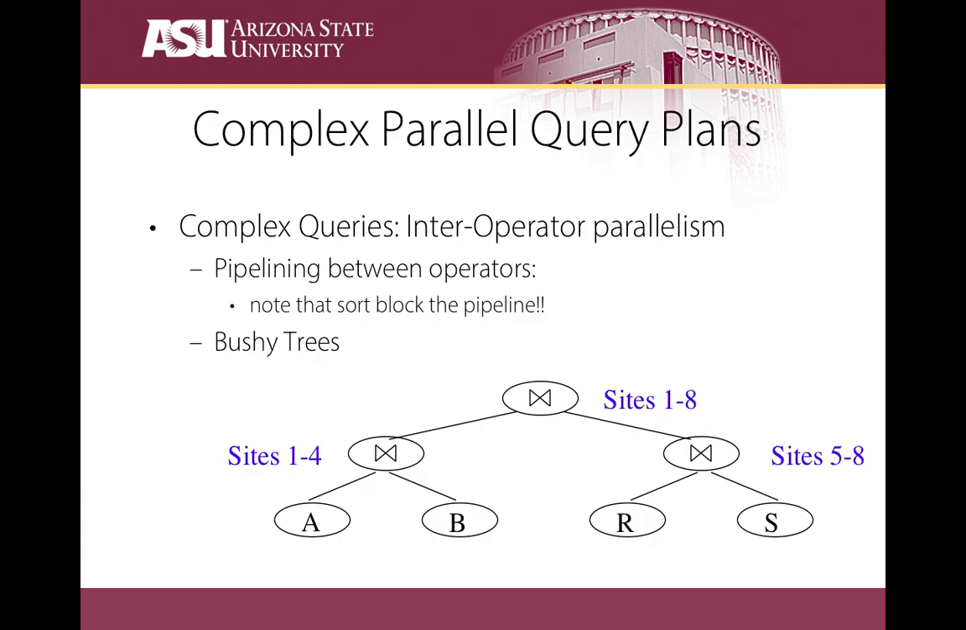But the scan can be pipelined. Why? Because if you check one tuple, and this tuple satisfies the selection predicate in the scan, you can pass it up to other operators that can work on this set of tuples in parallel with the scan while the scan is still running. So this is what we mean by pipeline parallelism.